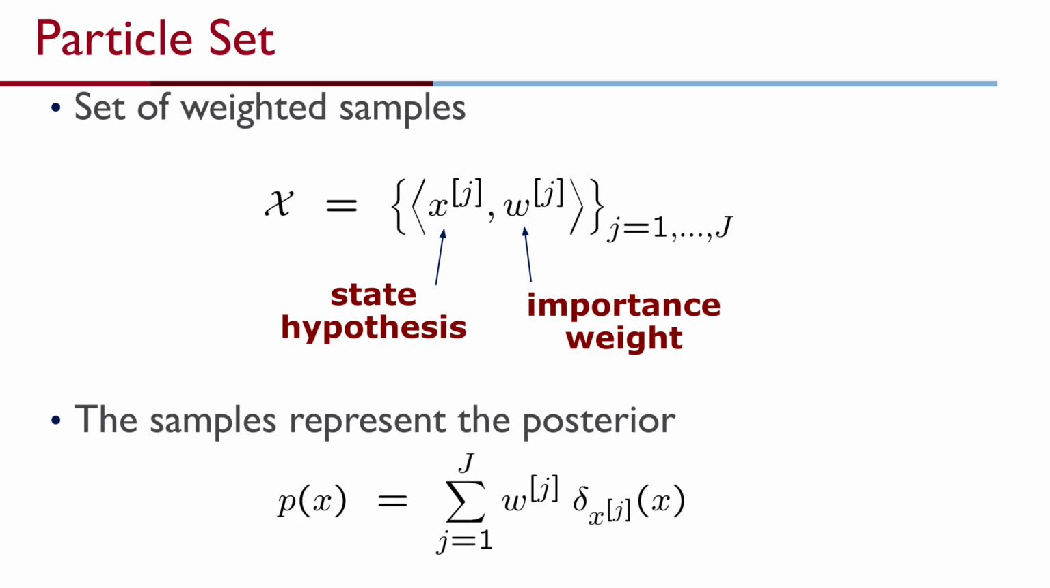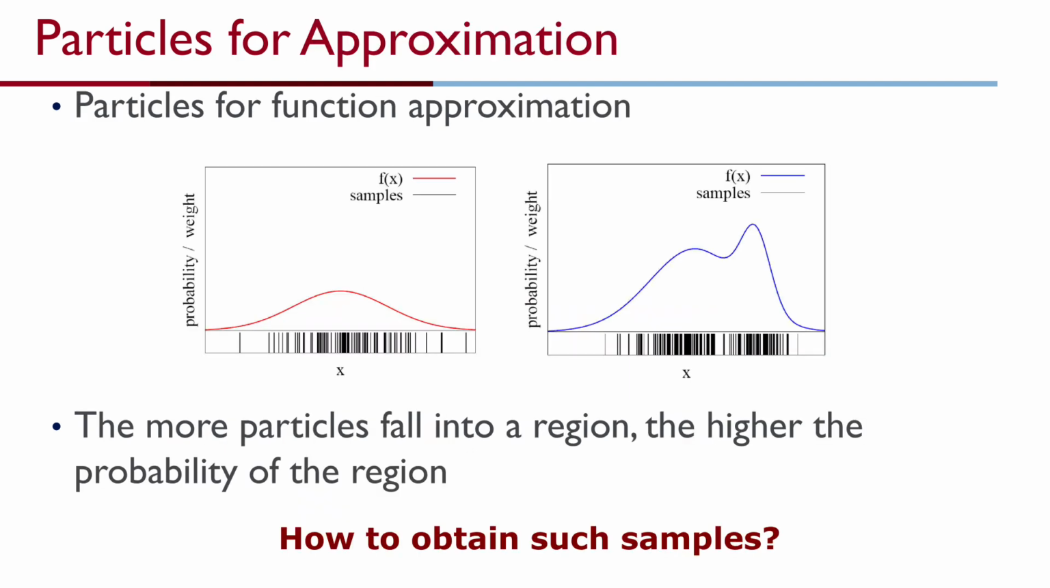Mathematically, this posterior is expressed as a weighted sum of Dirac delta functions centered at the particle locations. The Dirac delta is 0 everywhere except at the particle's state, where it becomes infinitely high, but its total integral is 1. We can use particles to approximate arbitrary probability distributions.